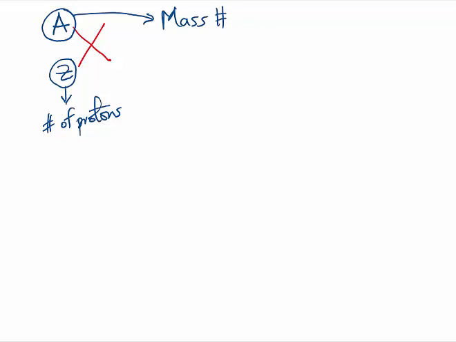But what does that mean? Remember, electrons are way too small to contribute to the mass of an atom, which means that the mass of an atom is mostly determined by the number of protons and the number of neutrons in the atom. So the mass number will be equal to the number of protons in the atom plus the number of neutrons in the atom. Let us take a look at an example.